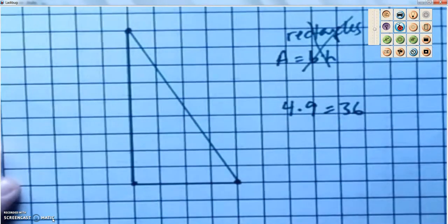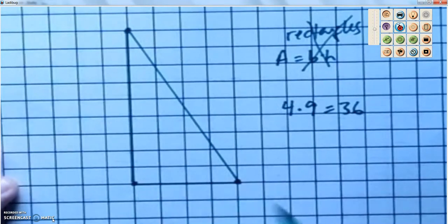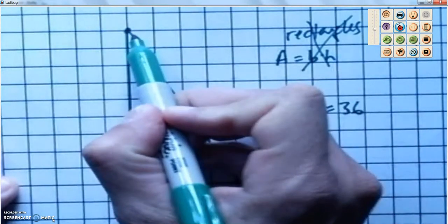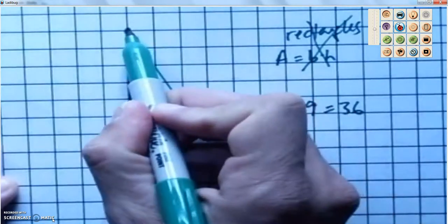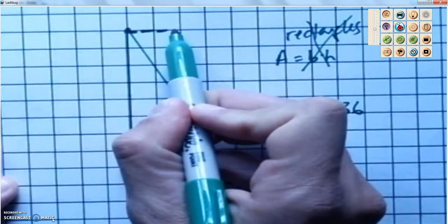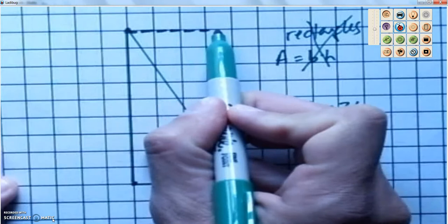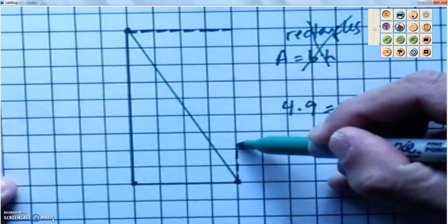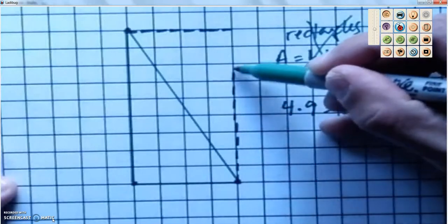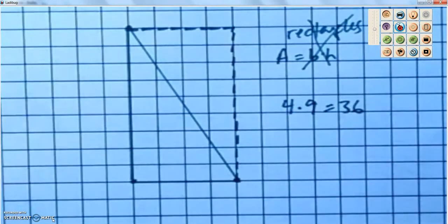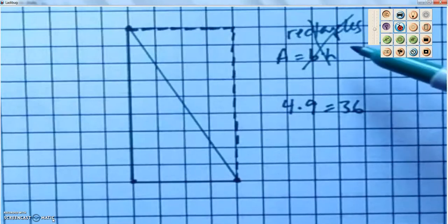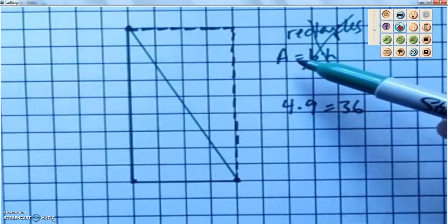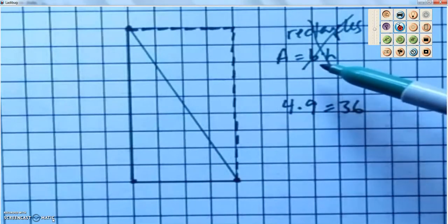So check this out. What you can do with a right triangle is, I can, what I call, double it. I can think about turning this right triangle into a rectangle. And the reason I would do that is that finding the area of rectangles is super easy, because I've got the formula, or I can count tiles.